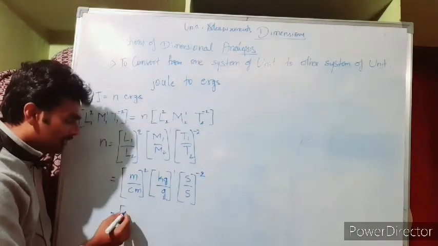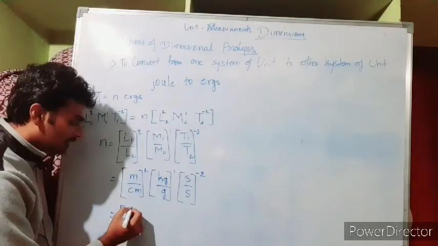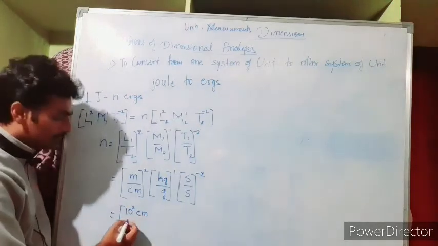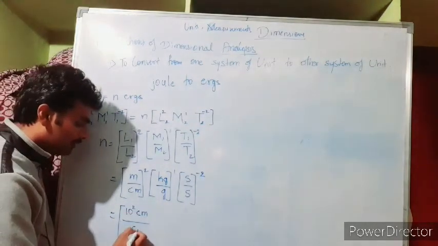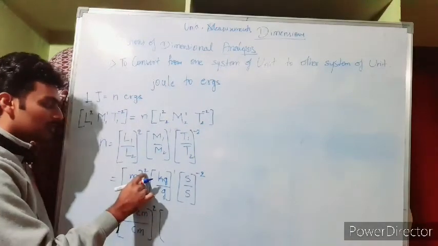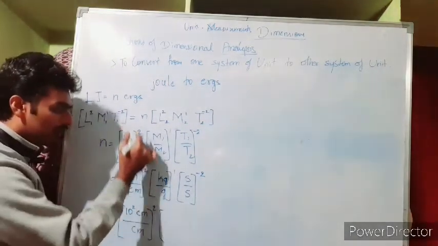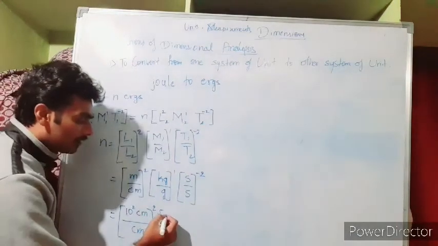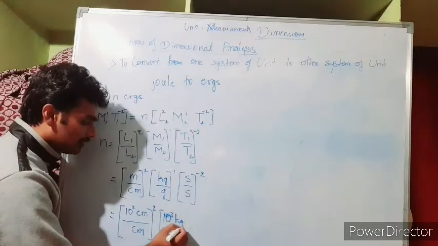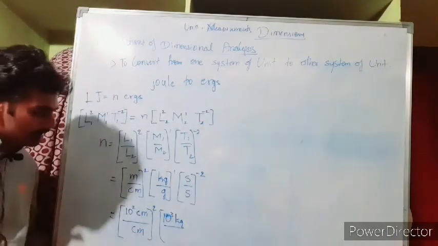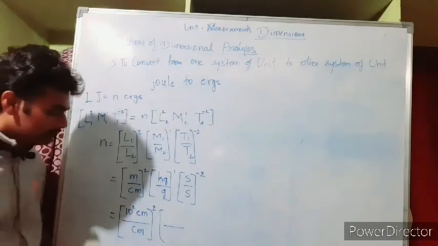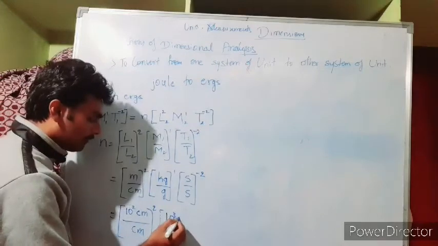What is 1 meter equal to? 1 meter is 100 centimeter. I can write 100 as 10 to the power of 2 centimeter divided by centimeter, whole to the power of 2. This power should not be forgotten, very important. This should be carried. And here I have kg, so 1 kg is 10 to the power of 3 gram, 10 to the power of 3 gram divided by gram.